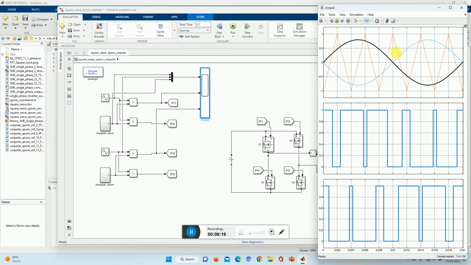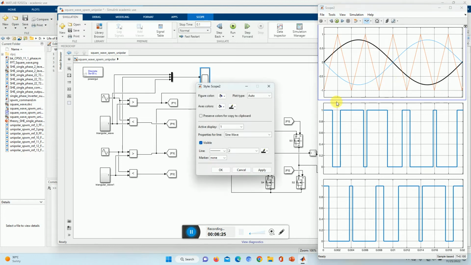So what I will do is change the style of this so that this black line will be much bolder. And let's see what we can do with the sine waves. Here we have 2 waves, so we would like to see this one bold, and the triangular one also bold. So let us apply. Now it is quite clear and visible.